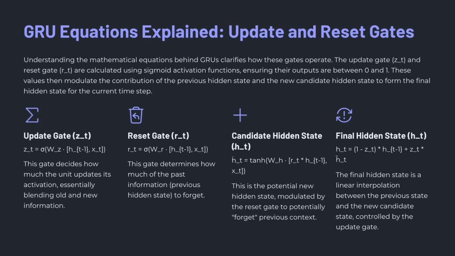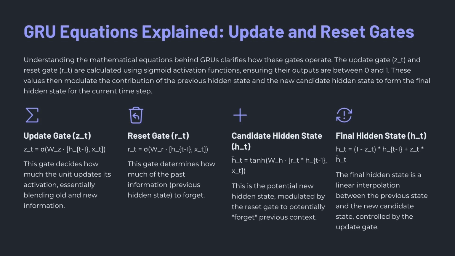Let's take a closer look at how GRU work mathematically. The beauty of GRU lies in their gated structure. Each gate is controlled by a sigmoid function, which outputs values between 0 and 1, essentially acting as a filter. First, the update gate, denoted as Z_t, determines how much of the past hidden state to keep. It's calculated as you can see on the screen in the equation. The next is the reset gate, denoted as R_t, which decides how much past information to forget.